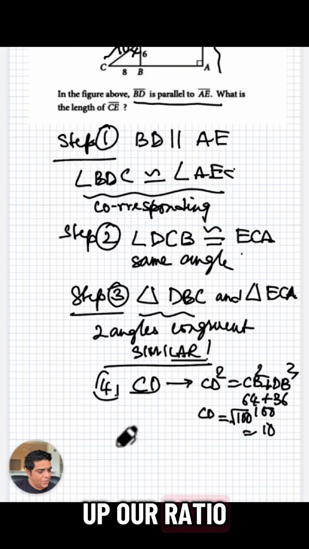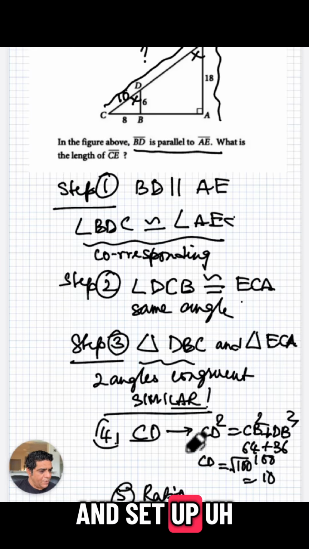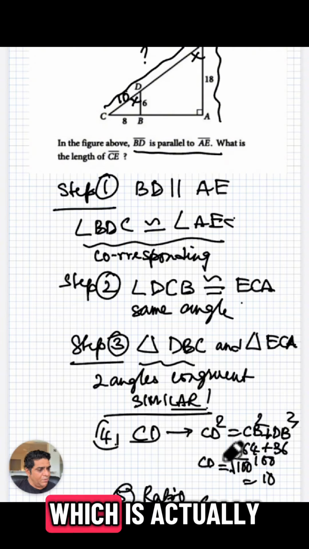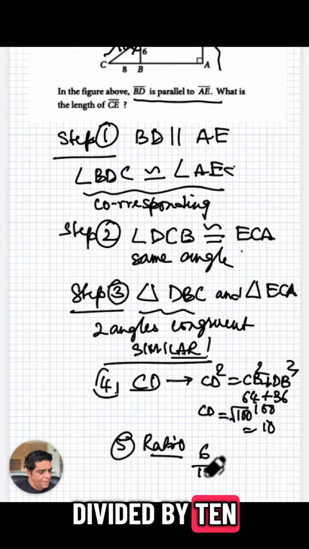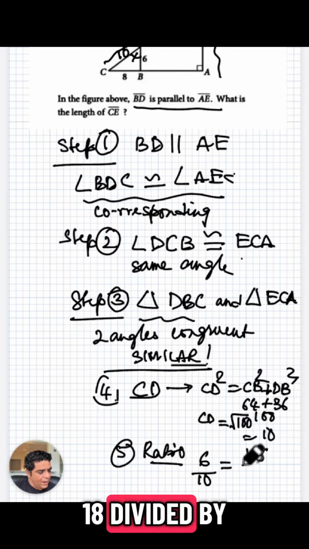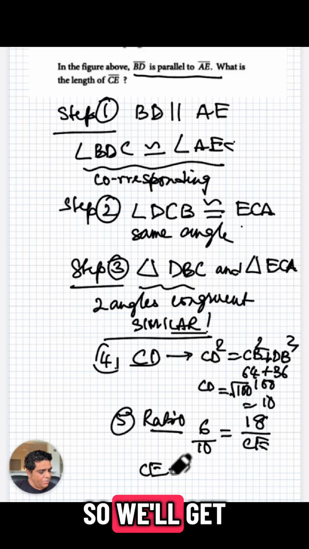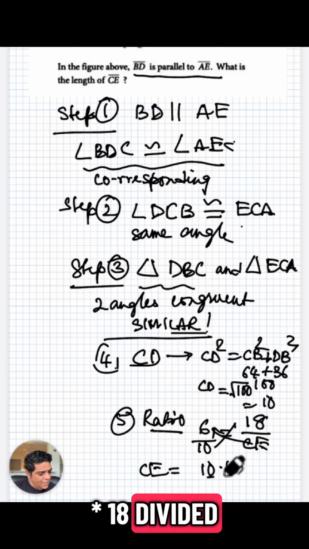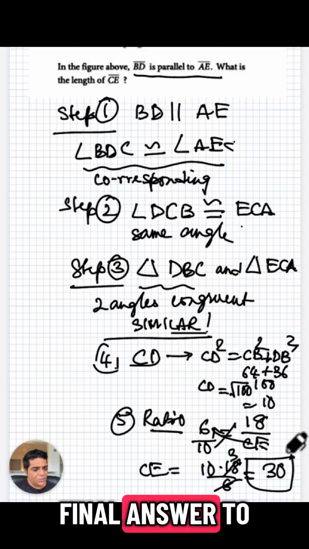So let's set up our ratio. Let's go ahead and set up the smaller triangle: 6 divided by 10 of the smaller triangle should equal the larger triangle, 18 divided by what we need to find out, CE. Okay, so let's solve for CE. We cross multiply: 10 times 18 divided by 6, which is equal to 30. So we have our final answer to be 30.